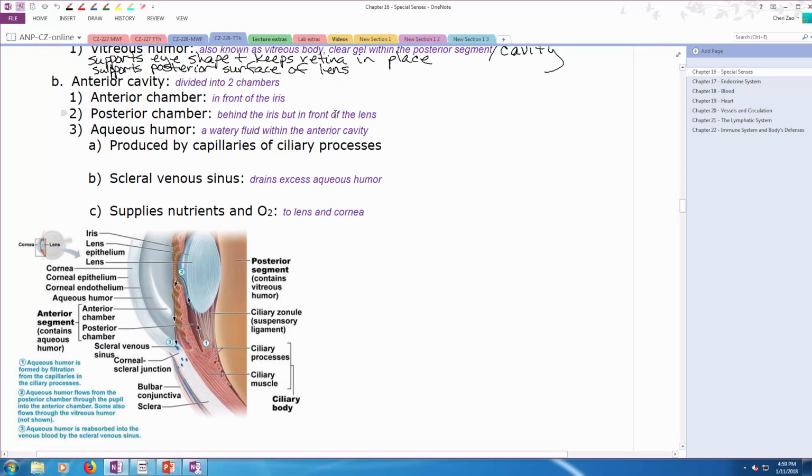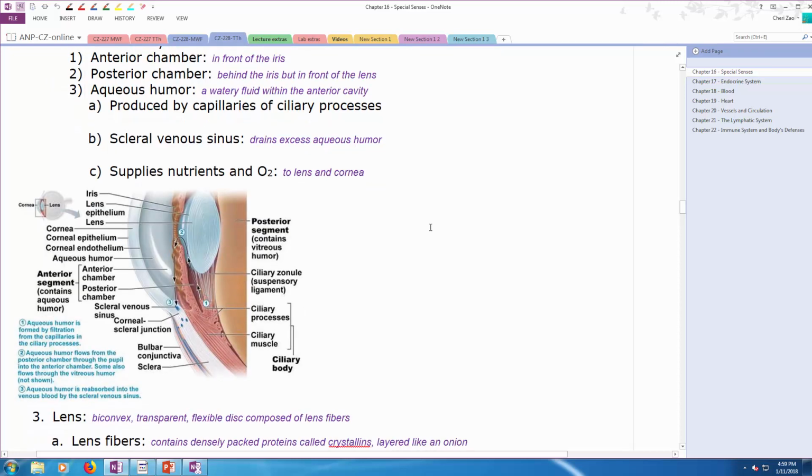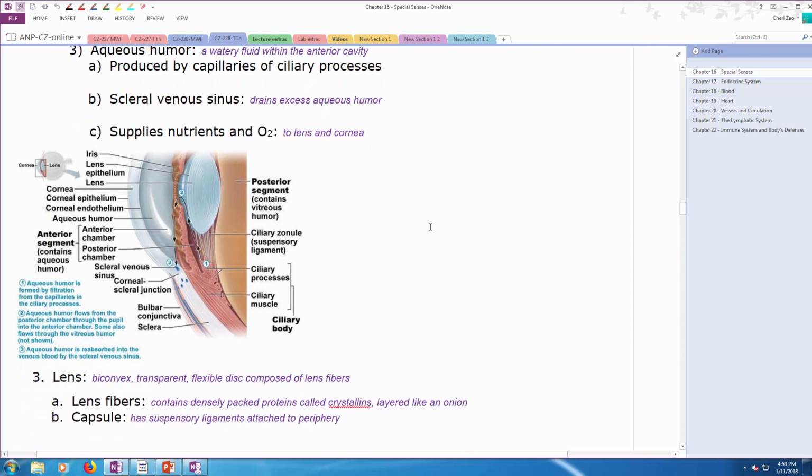Anterior cavity divided into two chambers: anterior chamber in front of the iris. In other words, the iris is the dividing line, posterior chamber behind the iris but in front of the lens. Aqueous humor is the watery fluid produced within that anterior cavity, and it is produced by capillaries of our ciliary processes 24/7.